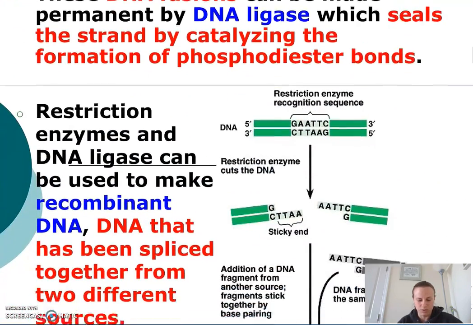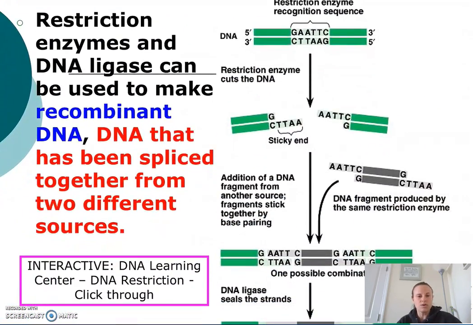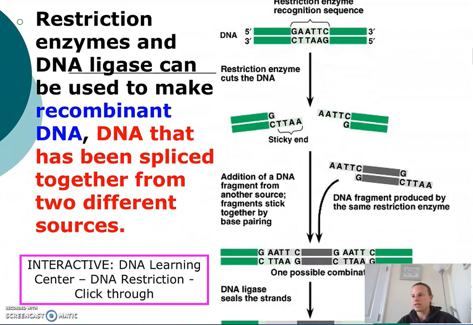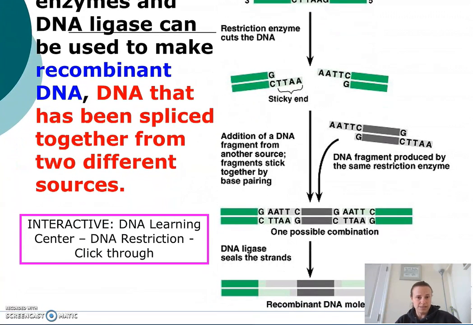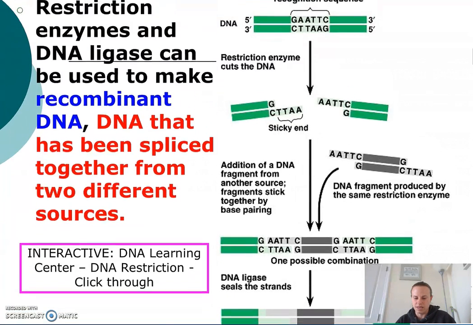So let me show you what I mean. This is called recombinant DNA. It is a cloning technique where restriction enzymes and DNA ligase can be used to make it. Recombinant DNA is DNA that's been spliced together from two different sources. So it's like recombining the DNA, hence the name recombinant DNA.